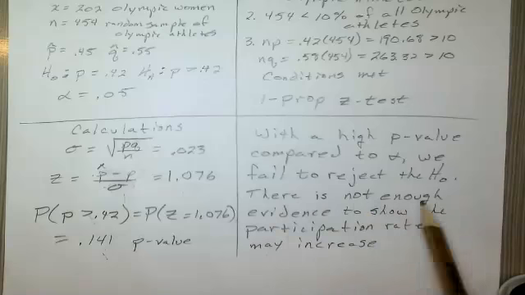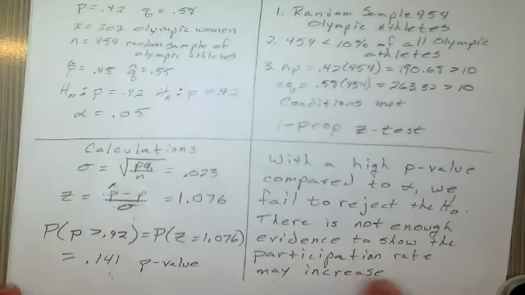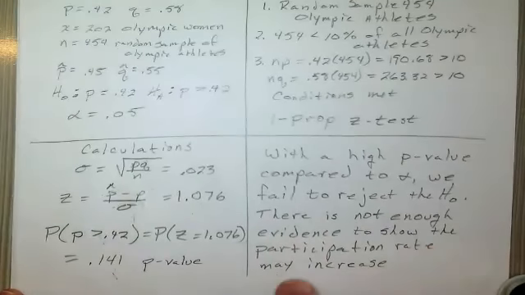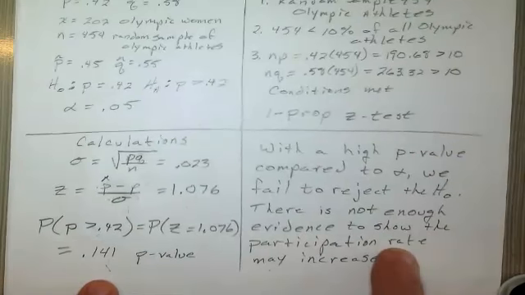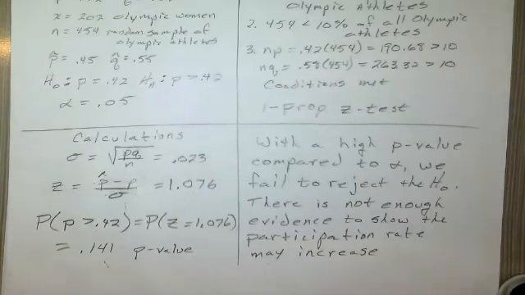There is not enough evidence to show the participation rate may increase. Now, this last sentence came from right here: is there strong evidence the participation rate may increase? There's not enough evidence because my p-value was so much larger than my alpha.